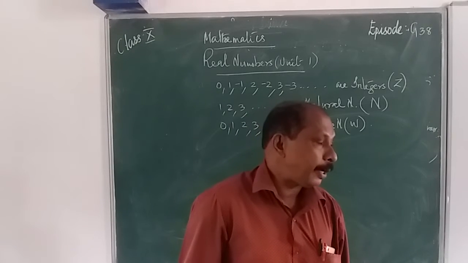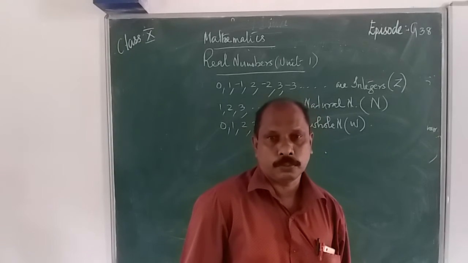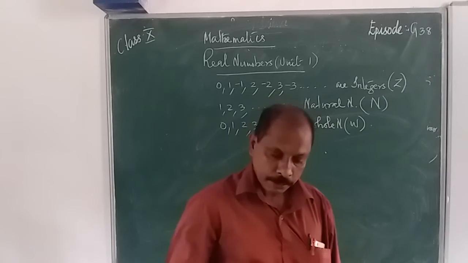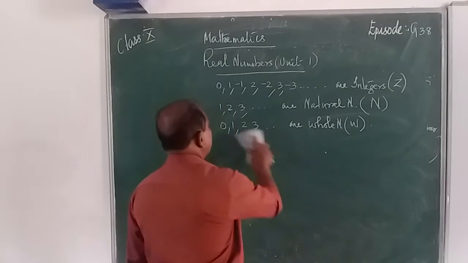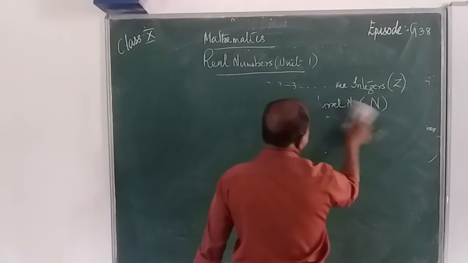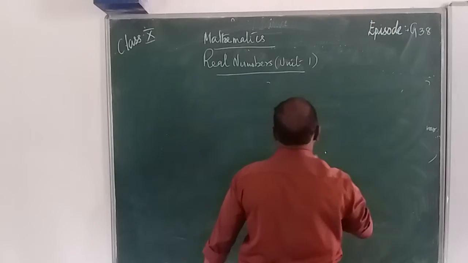Then the natural numbers with 0 are known as whole numbers. The notation is W. Then let us consider several numbers in the number system.